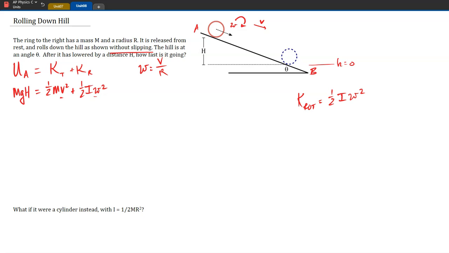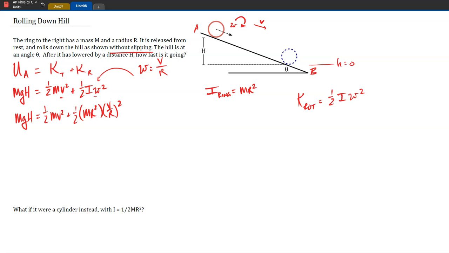So we can substitute this in for omega. I'm also going to substitute, since it's a ring, the moment of inertia of a ring, which is just mr squared. We'll substitute omega equals v over r for the angular velocity, and let's see what we get. So we keep mgh on the left, 1/2 mv squared for the translational kinetic energy. Now we have 1/2 for I, we put in mr squared, and for omega, we put in v over r, and that whole thing gets squared.